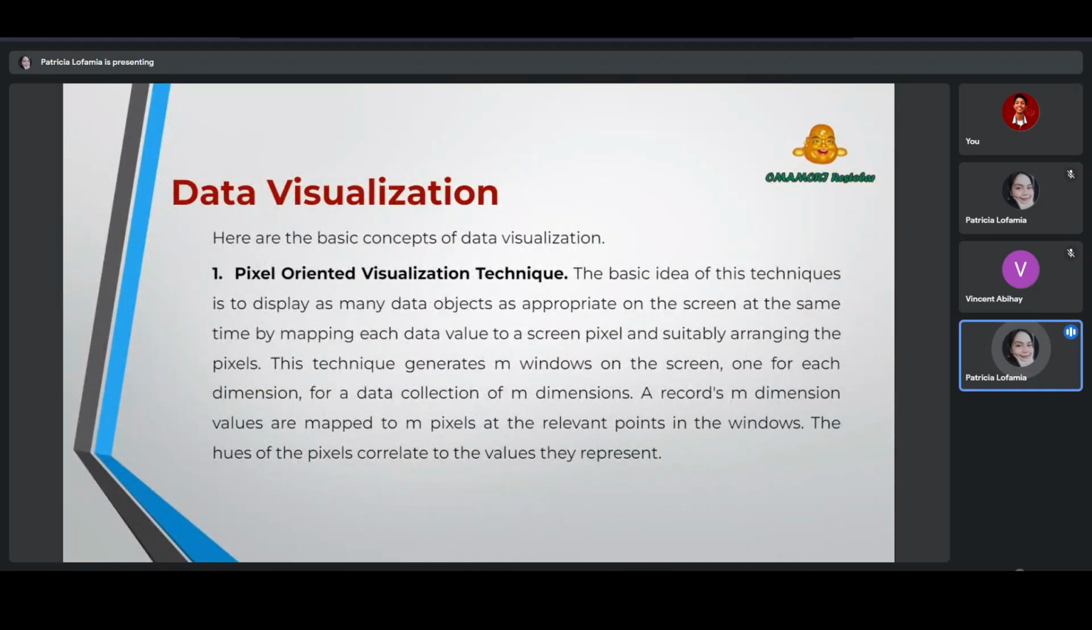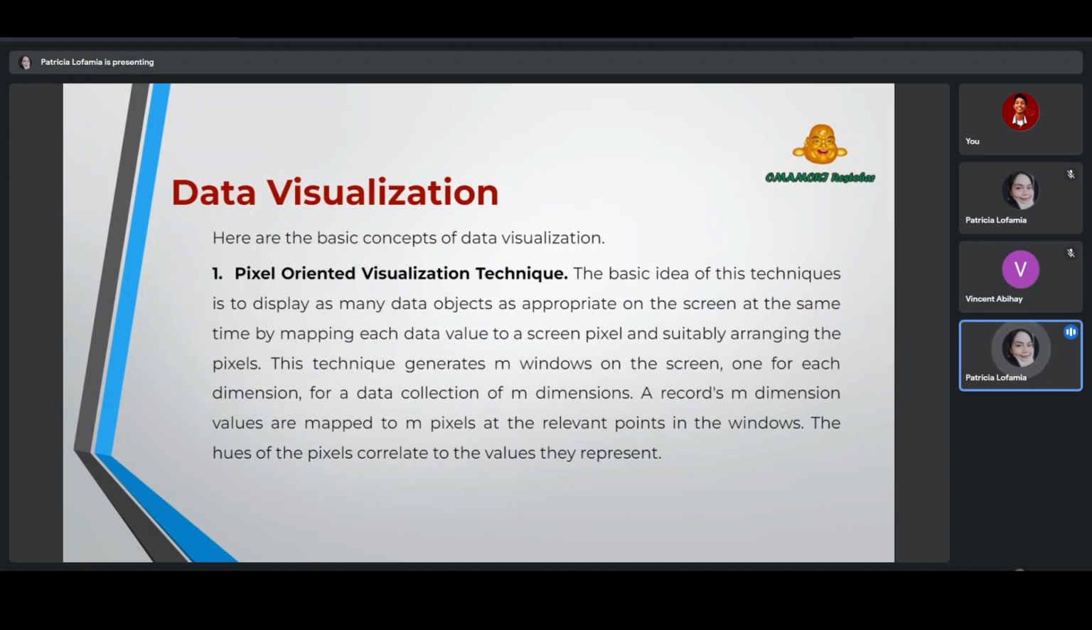Here are the basic concepts of data visualization. First, pixel-oriented visualization technique. The basic idea of this technique is to display as many data objects as appropriate on the screen at the same time by mapping each data value to a screen pixel and suitably arranging the pixels.